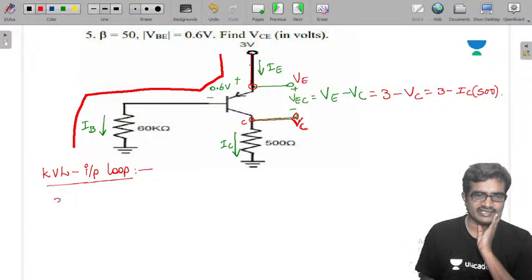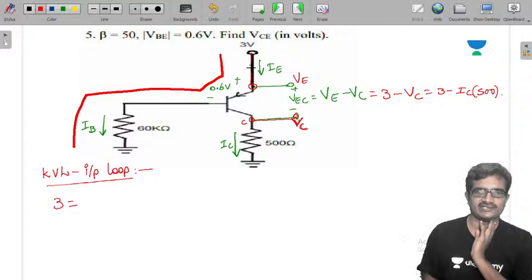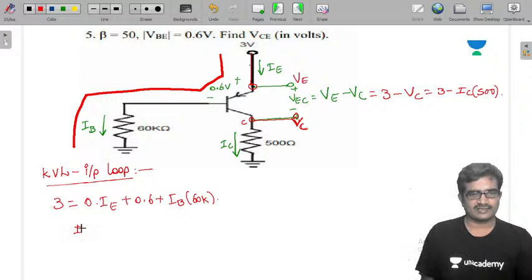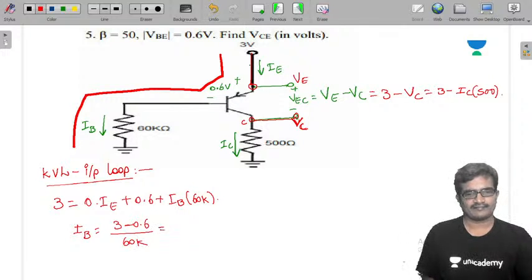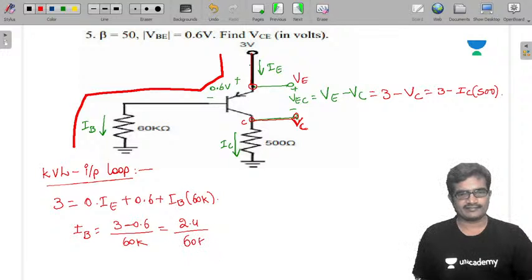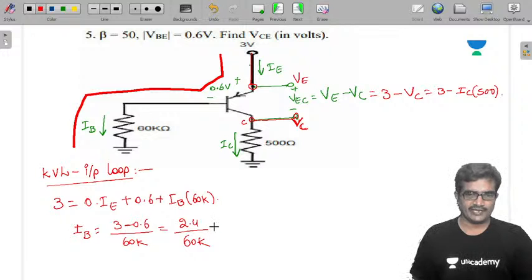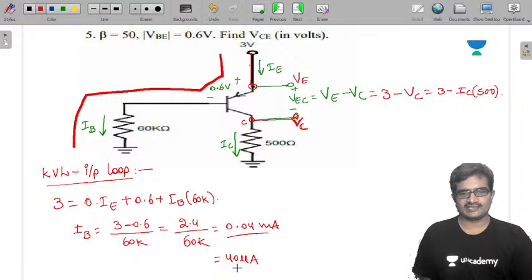So now 3 equals, here no resistor, so 0 into IE plus 0.6 plus IB into 60 kilo ohms. Now from this, IB is 3 minus 0.6 by 60k, is 2.4 by 60k. That is 0.04 milliamperes or 40 microamperes. That is the IB.